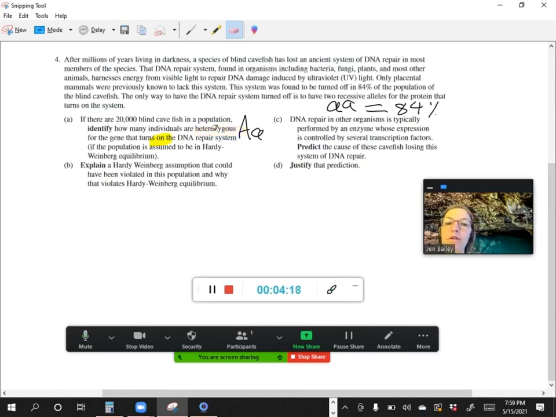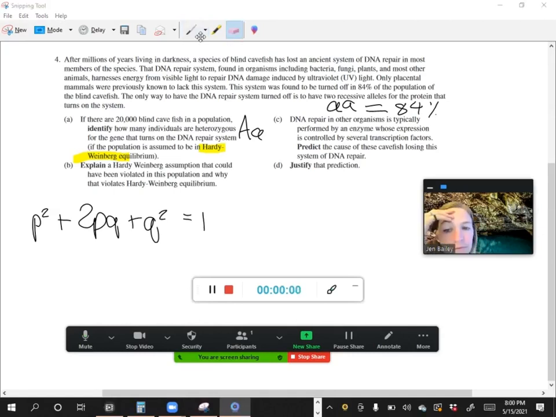Well, they give us a little clue. They want us to think about the Hardy-Weinberg equilibrium, okay? Hardy-Weinberg is the P and Q one, all right? So it goes like this. The equation for Hardy-Weinberg is P squared plus 2PQ plus Q squared equals 1. Okay, P squared plus 2PQ plus Q squared equals 1.